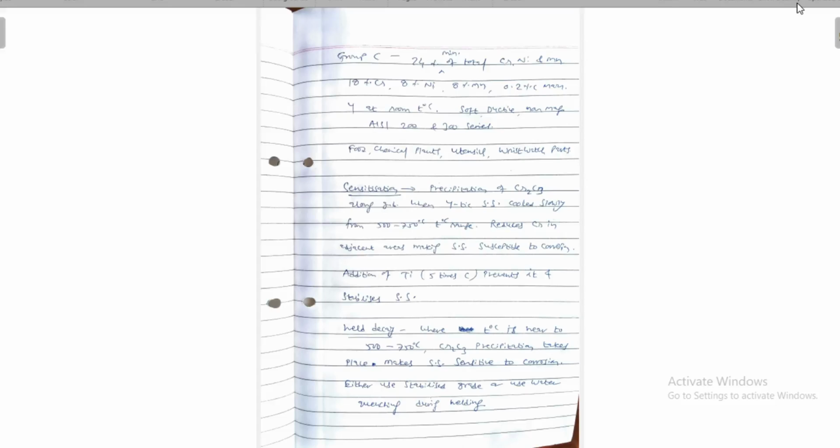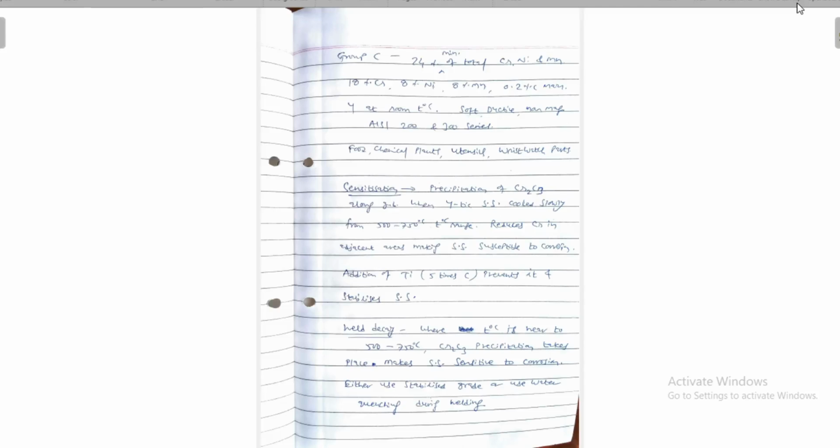How can you differentiate between austenitic and ferritic stainless steel? Just by conducting a simple magnetic test. If the material is made out of austenitic stainless steel, it will not get attracted by a magnet because austenite is non-magnetic in nature, while ferritic stainless steel will easily get attracted by a magnet.